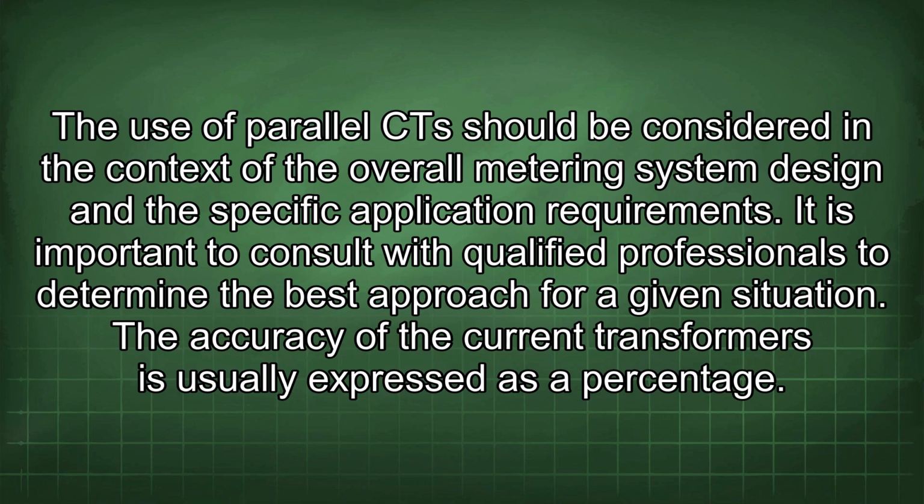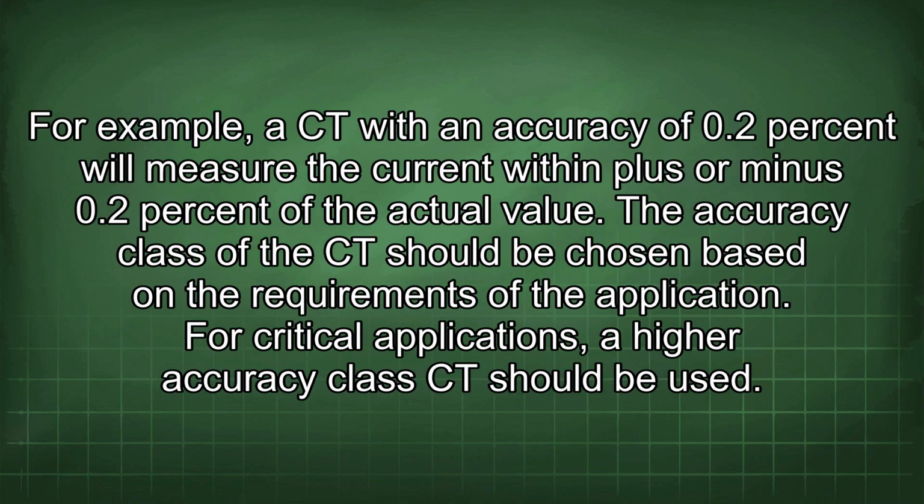The accuracy of the current transformers is usually expressed as a percentage. For example, a CT with an accuracy of 0.2% will measure the current within plus or minus 0.2% of the actual value. The accuracy class of the CT should be chosen based on the requirements of the application. For critical applications, a higher accuracy class CT should be used.